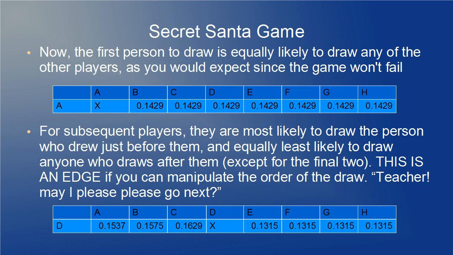Now look at this potentially exploitable edge here. For subsequent players, they are most likely to draw the person who drew just before them, except for the final 2. This is an edge if you can manipulate the order of the draw. Teacher, may I please go next?